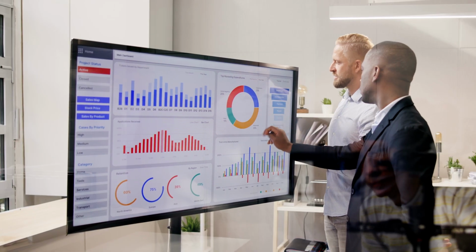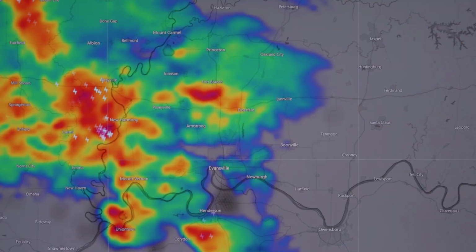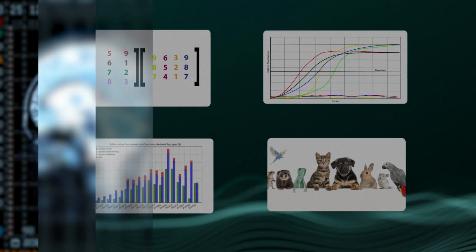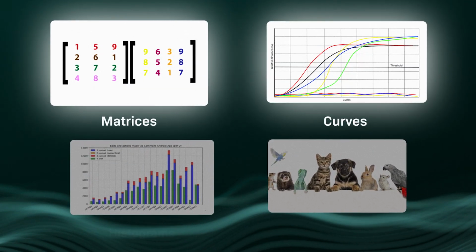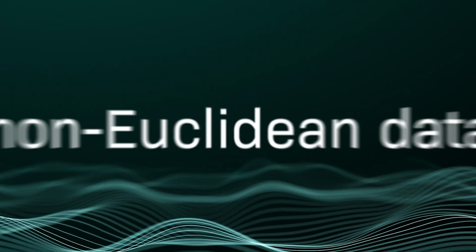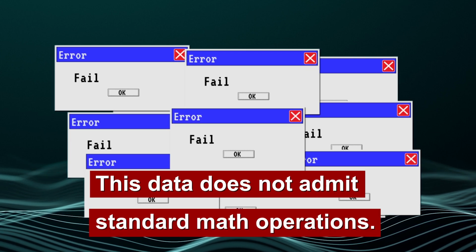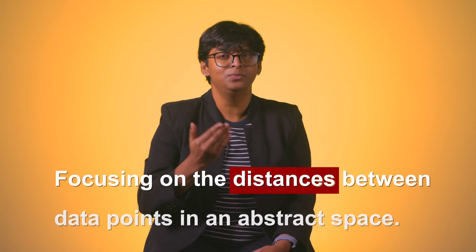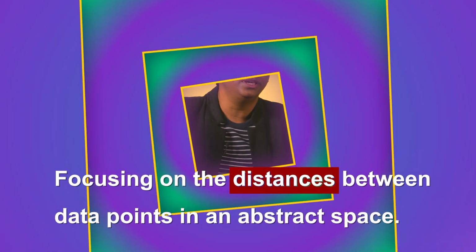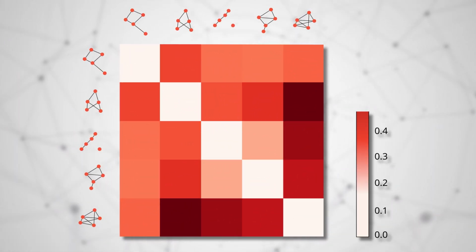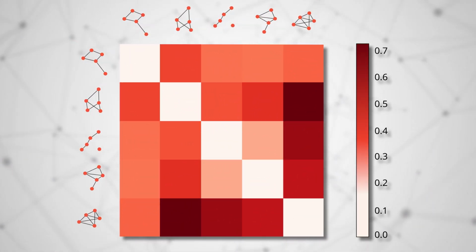Complex big data can be found in many fields like business, economics, climate studies, social sciences, and health analytics. Often represented as matrices, curves, histograms, or images, known as non-Euclidean or object data, this data does not admit standard math operations. Our solution? Focusing on the distances between the data points in an abstract space rather than the data itself. These distances measure how far apart the different data points are.